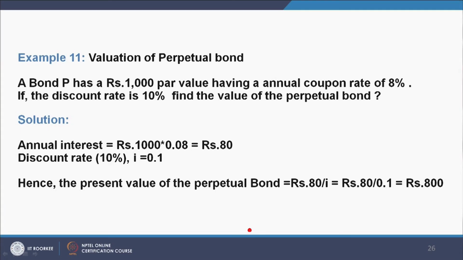Example 11, valuation of perpetual bond. A bond has a rupees 1000 par value having an annual coupon rate of 8%. If the discount rate is 10%, find the value of the perpetual bond. Solution: the annual interest is rupees 1000 into 0.08, which is equal to 80 rupees. Discount rate is 10%, that is I is equal to 0.1. Hence, the present value of the perpetual bond is equal to rupees 80 divided by I, which is equal to rupees 800.